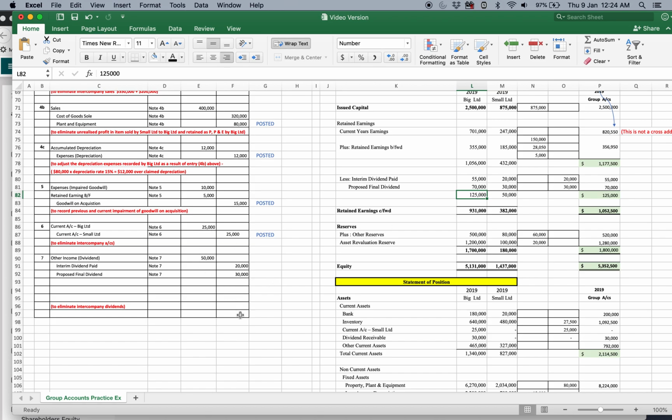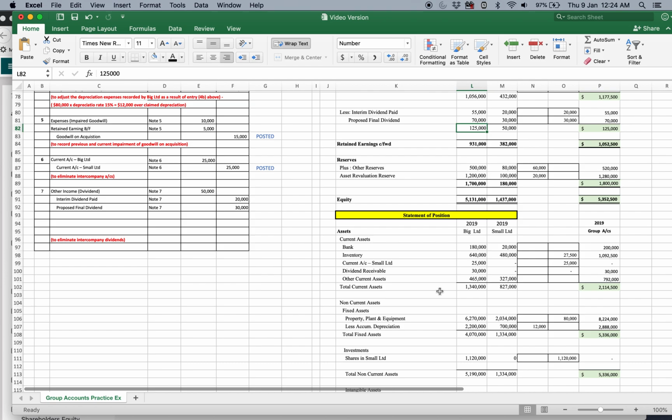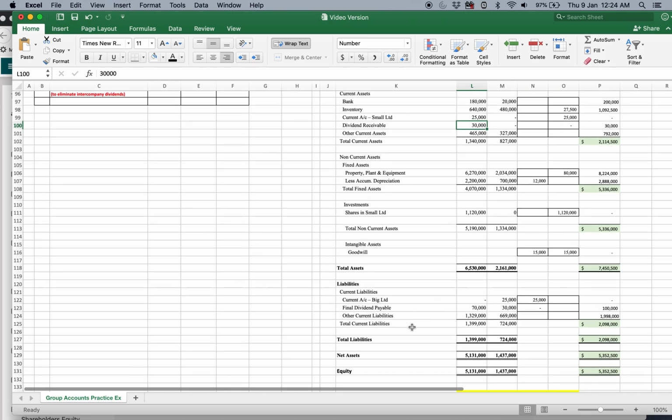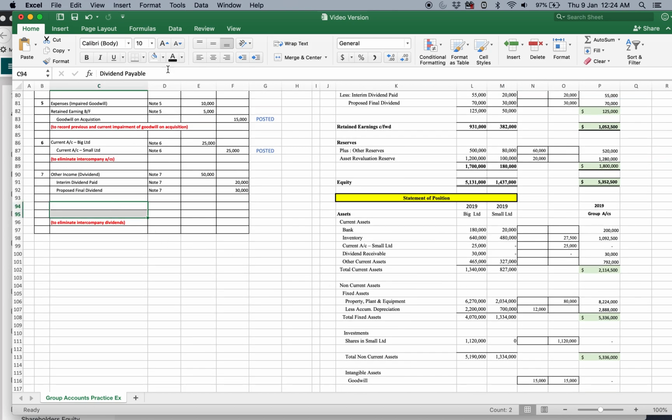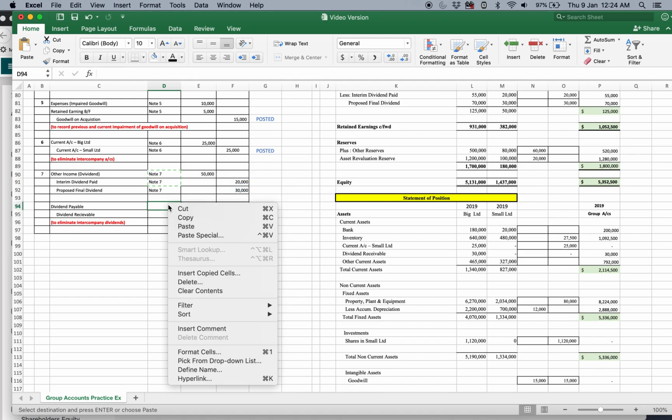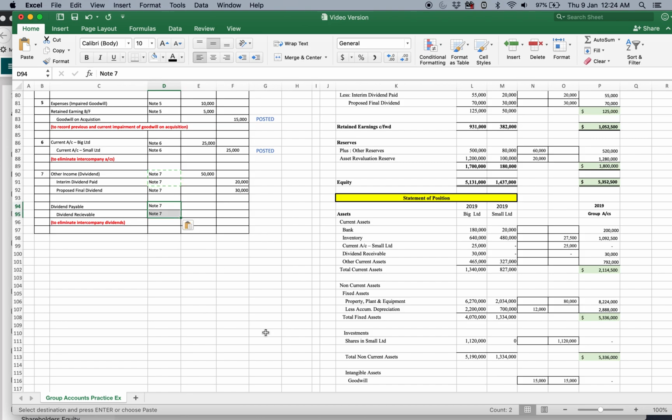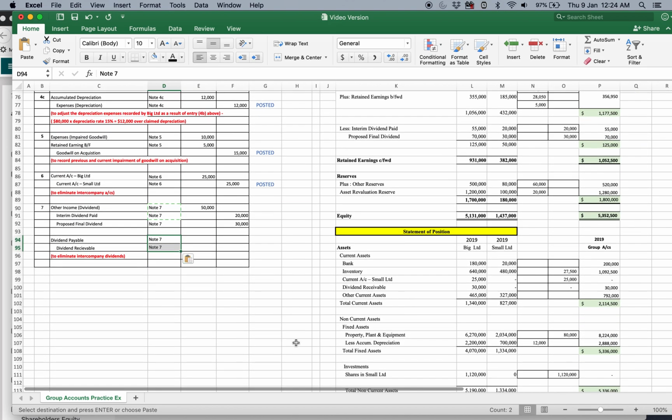Okay, so we'll acknowledge that, but what's sitting in the balance sheet is a dividend receivable in Bigs, and obviously there's going to be a liability down here, dividends payable in Littles. So we've got to get rid of those two balances too, right? So it's all part and parcel. So we've got to get rid of the dividends payable.